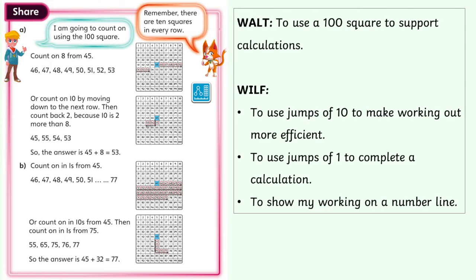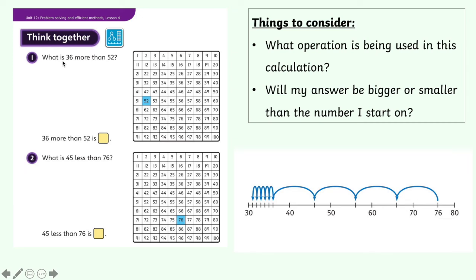Let's think about some more questions together. Our first think together question is this: what is 36 more than 52? And the things to consider today when you are practicing this by yourself. Firstly, you need to work out what operation is being used in the calculation. Are you adding or are you subtracting? And think to yourself as well, is my answer then going to be bigger or smaller than the number I start on? By thinking about these things first, it will avoid you jumping in the wrong direction by accident.